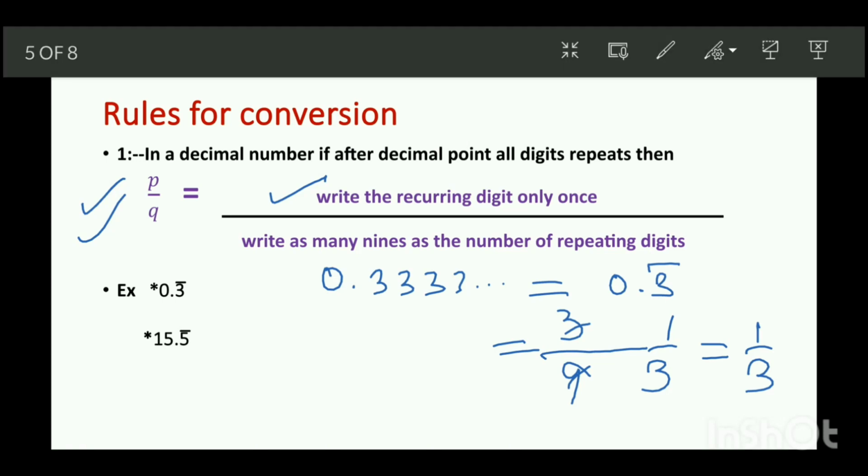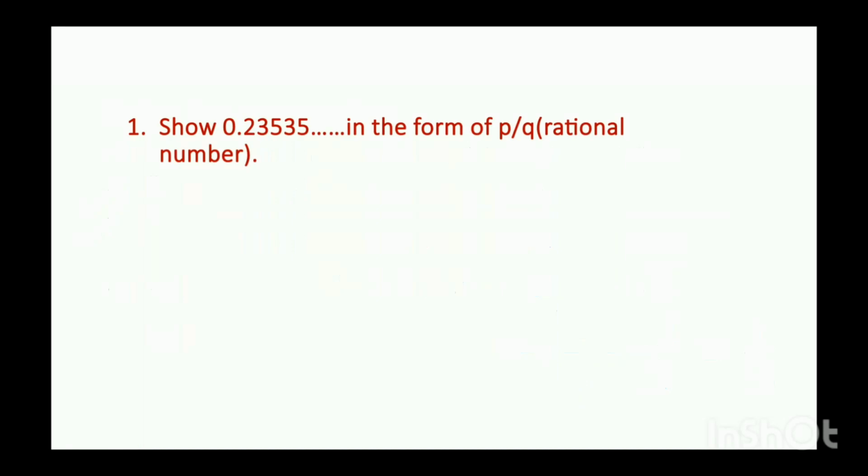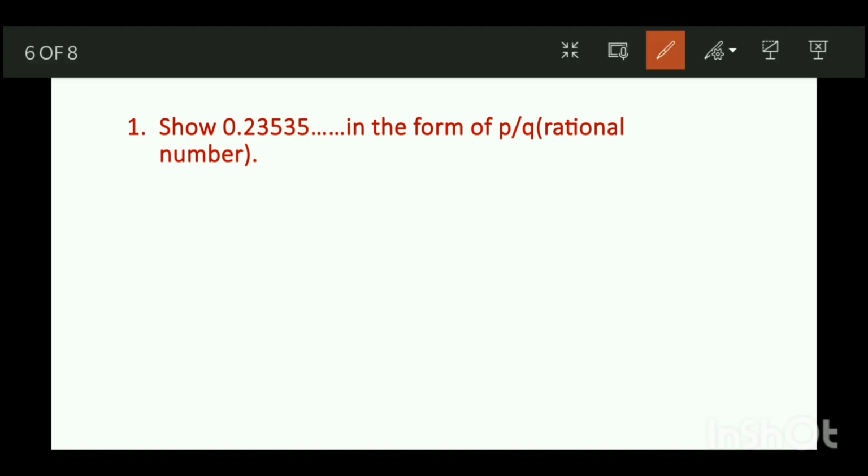Now we have another type of problem. Here 0.23535 means 2 is non-repeating and 35 is repeating. So again we will solve this by two methods. One is the step-by-step process and another is by formula.